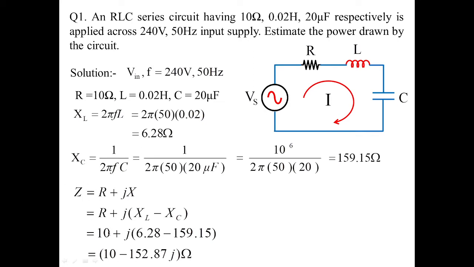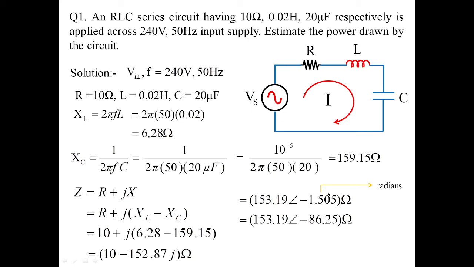This form can be changed to polar form with the help of your calculator, or you can do it mathematically by taking the modulus of Z, which is equal to the square root of 10 squared plus 152.87 squared. The square root of this value will give you 153.19 as the amplitude, and the angle you can get as tan inverse of y by x, where y is 152.87 divided by 10. So this is how you are going to get the value. Now in this case, you can see 153.19 at an angle of minus 1.505 radians. Or you can take it in this form, 153.19 at an angle of minus 86.25 degrees.